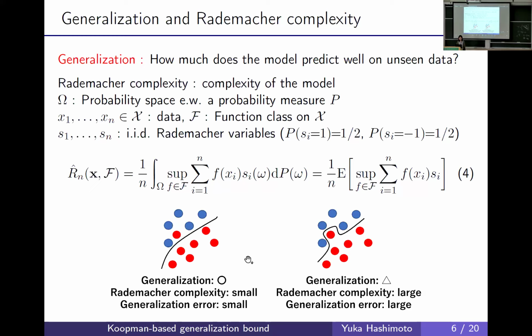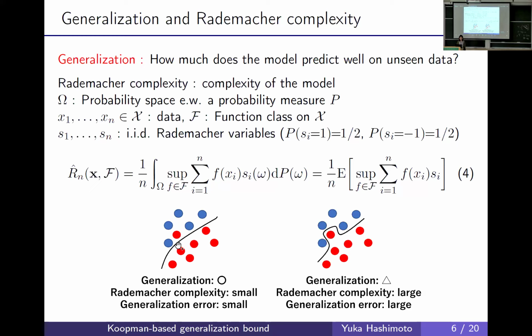And this is a figure for explaining the generalization and the Rademacher complexity. Here we are considering the classification task, and we want to split the blue part and the red part. And the black line corresponds to the function f here. So by choosing a proper f, we want to split the blue part and red part. And in the left case, this function is very simple.